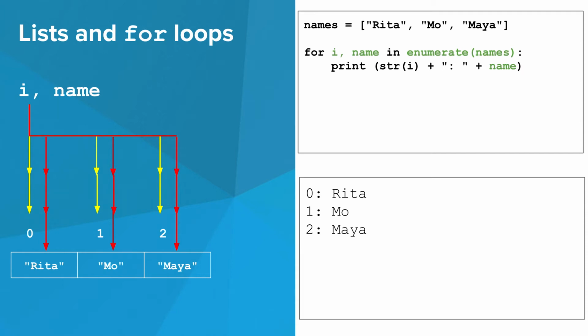When i is 0, name is Rita. When i is 1, name is Mo, and when i is 2, name is Maya. We now have both the variables we need in order to print a numbered list. And if we want our numbered list to start at 1 instead of 0, we can just add 1 to i before giving it to the str function.